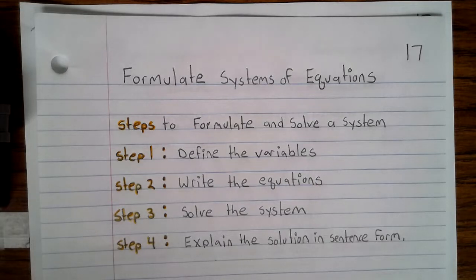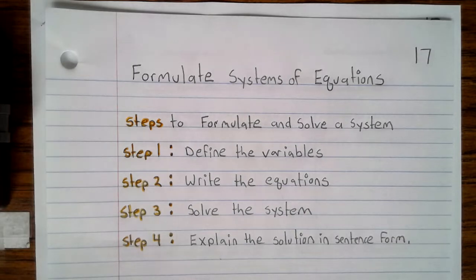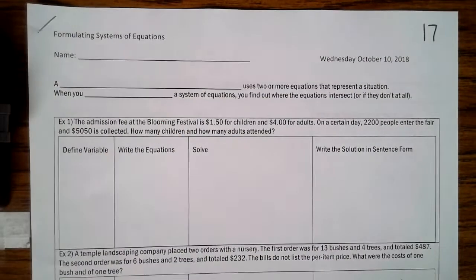Steps to formulate and solve a system. Step 1, define the variables. Step 2, write the equations. Step 3, solve the system. And step 4, explain the solution in sentence form. Okay, if you would, finish up your notes. Now your notes are updated. Let's look at the examples.